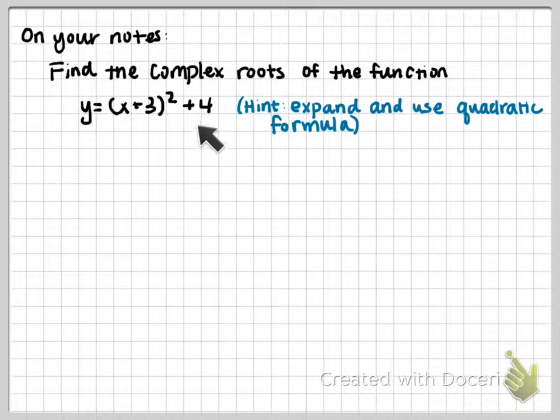You can tell from what we did last chapter that my k value shifts this graph up by 4. What you need to do is to expand that (x plus 3) squared and then use the quadratic formula to solve it. Okay? Give that a try. Make sure you have that. Come with any questions to class on Monday.